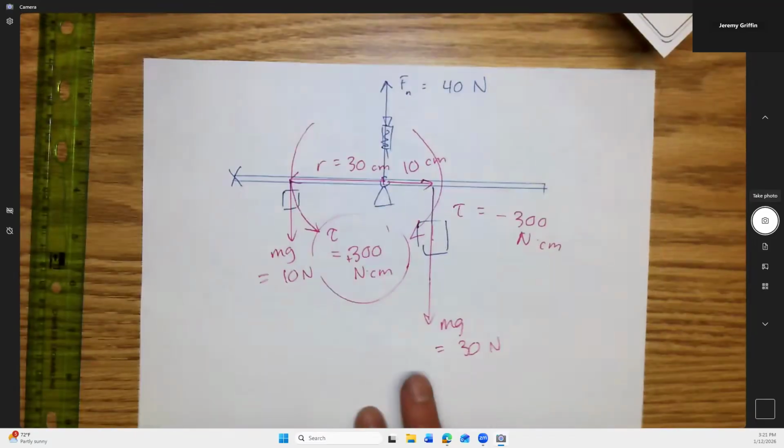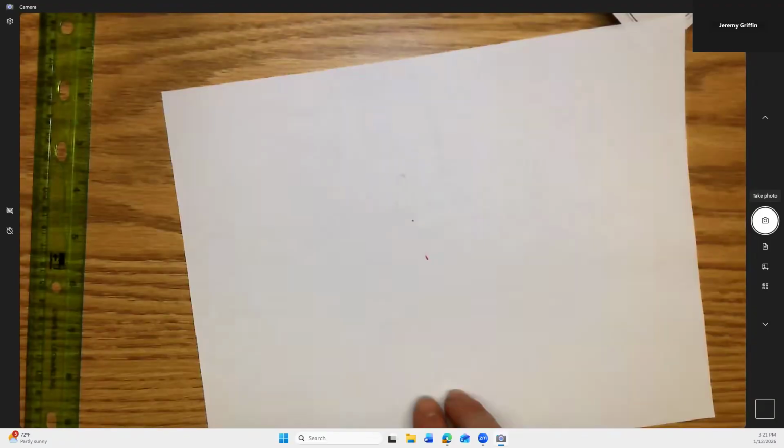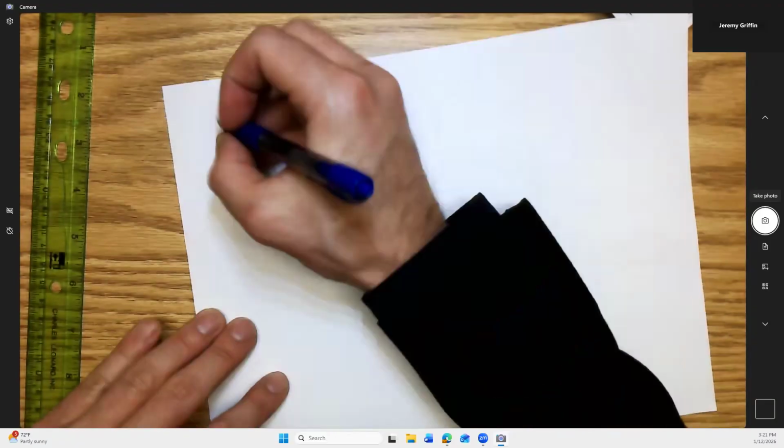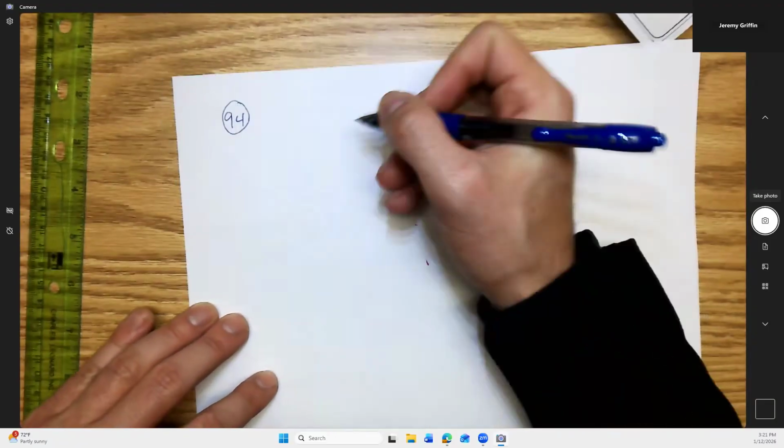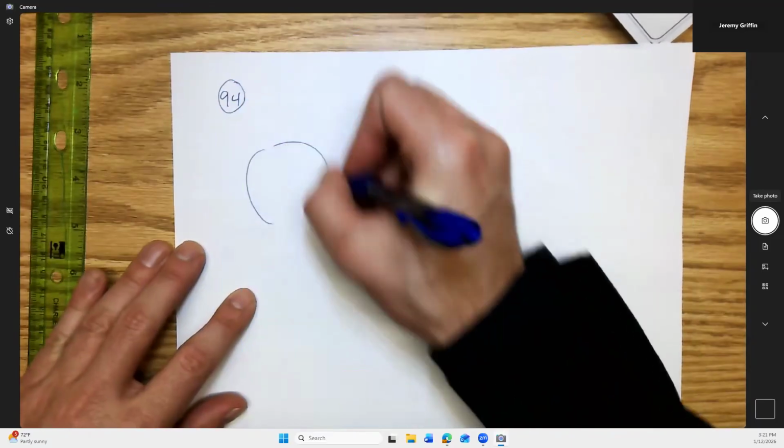So you guys writing this down? Because I'll have you guys eventually turn this in and give you points for doing it. So 94 we're doing. Okay, here, I'll draw you a picture.